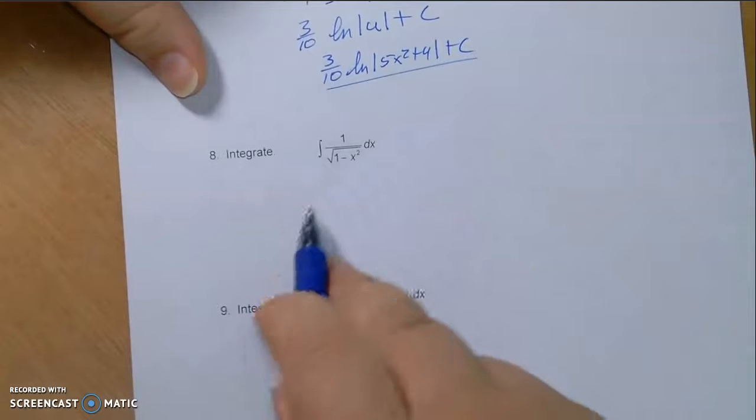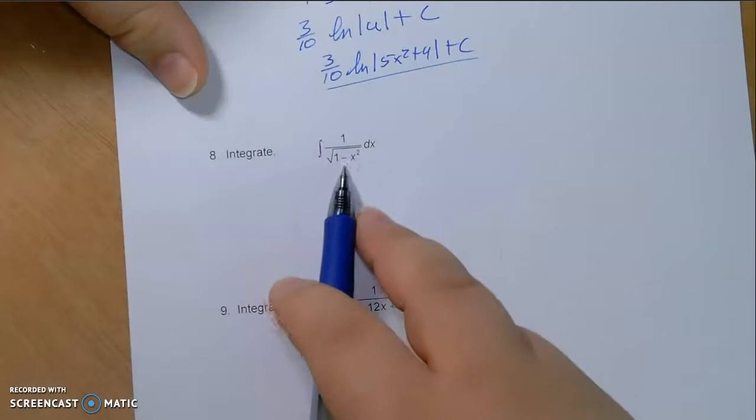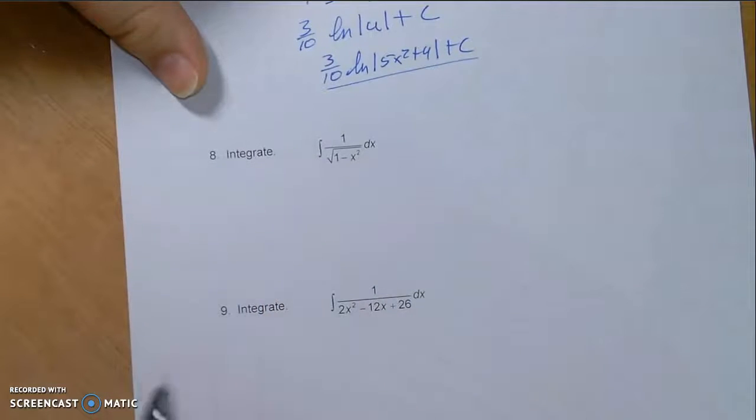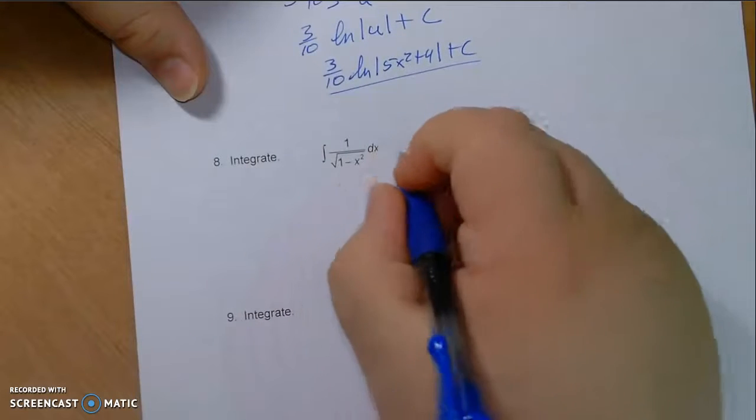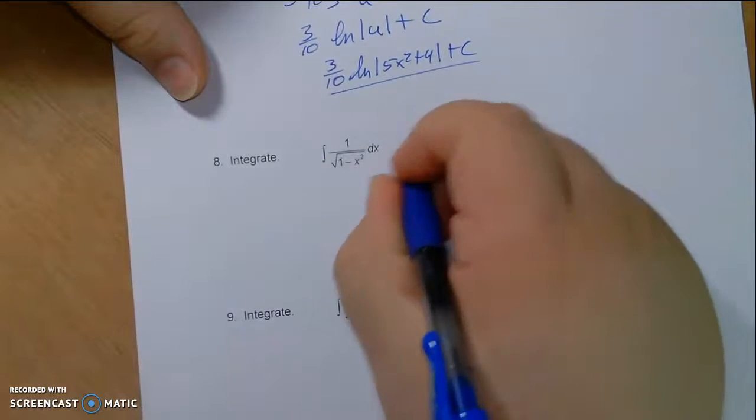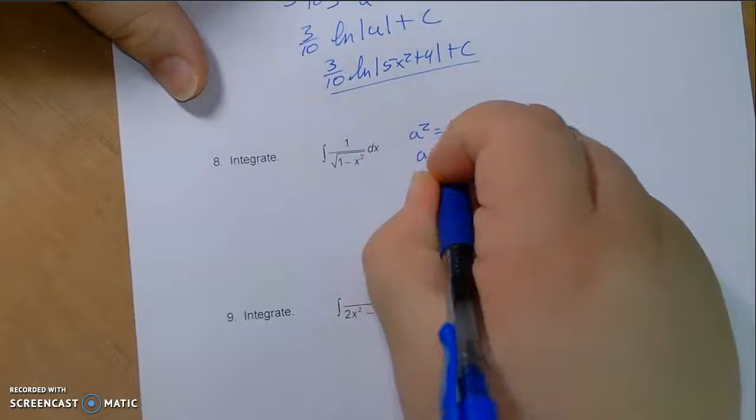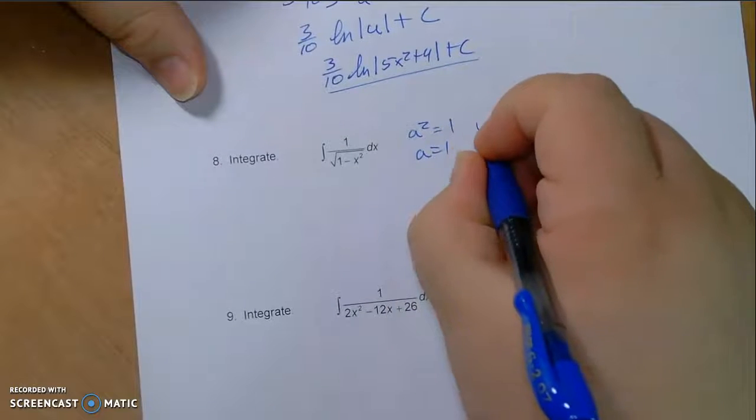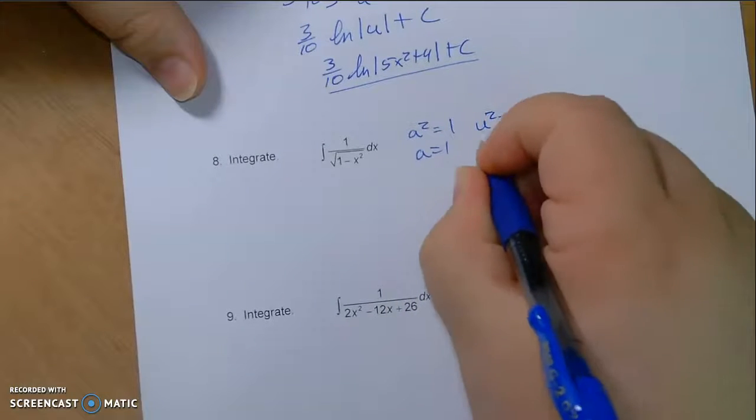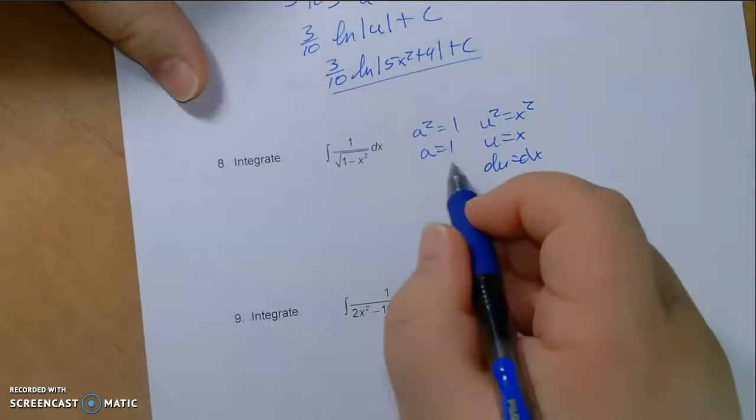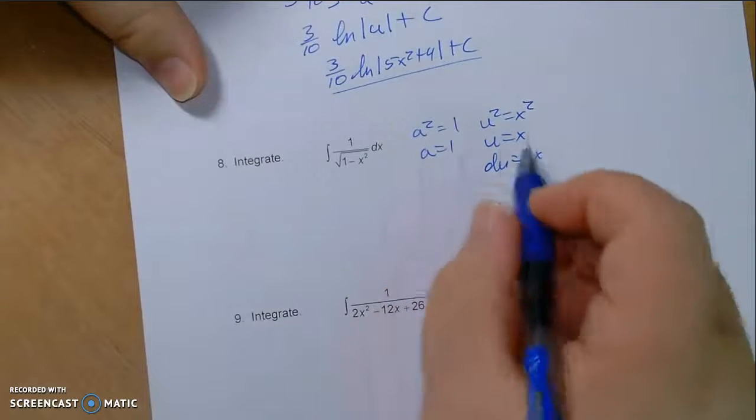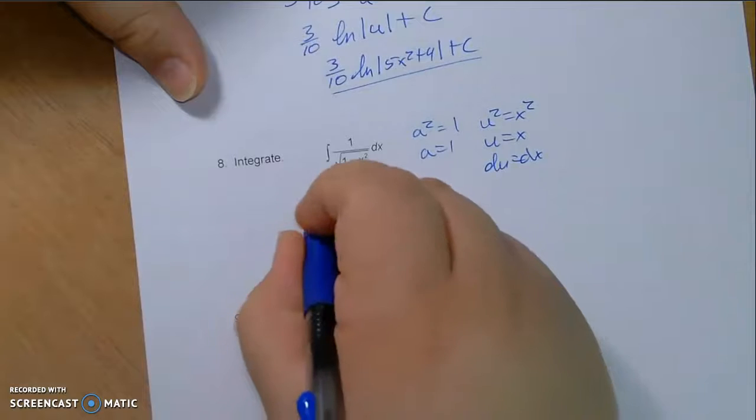All right, moving on. Integral of 1 over the square root of 1 minus x squared dx. We can see that is inverse sine right away. Nothing fancy, but let's go ahead and go through the steps. a squared would be 1, so a is 1. Nothing crazy there. u squared would be x squared, so u equals x. du equals dx. So everything works just exactly like we'd like.